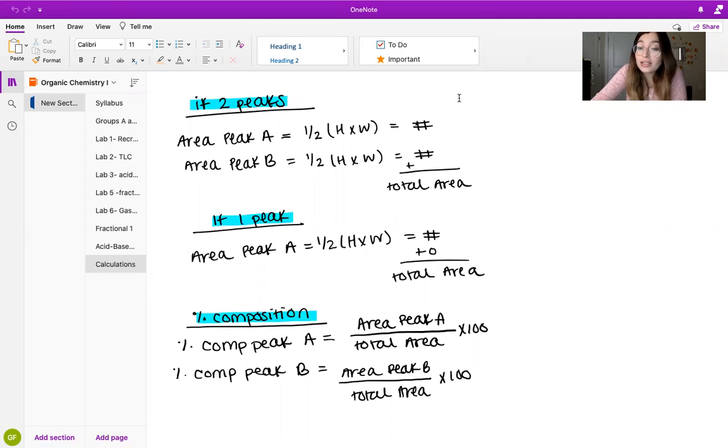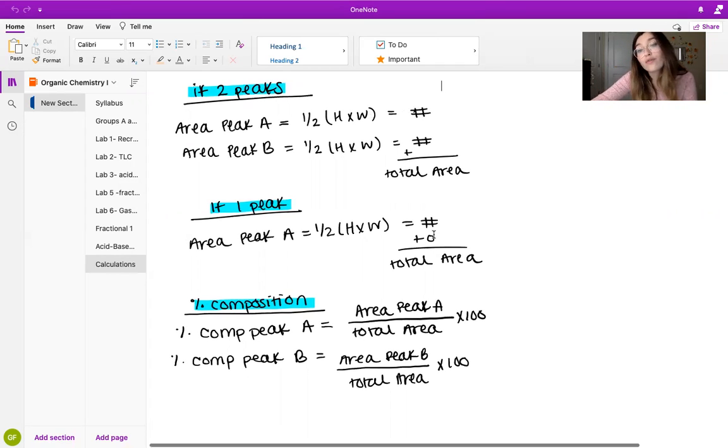So when you add these two values, you're going to get a total area. The total area is all the peaks added together, okay? Now, if you only have one peak, you're going to calculate the area the same way. You're going to get your value, but there's no other peak. So your total area will be the area of that one peak you have, okay?